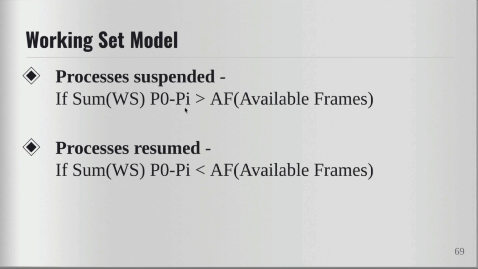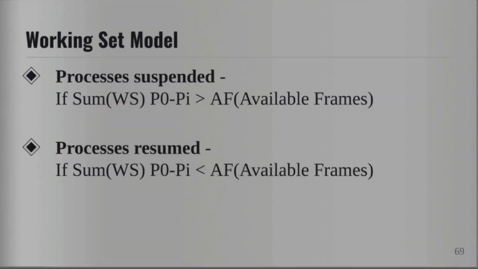Because if the working set is high, that would mean we lack frames. And if the sum of the working sets of all the processes is less than the available frames in the memory, then some of the processes will be resumed. So that's how it solves the problem of thrashing.